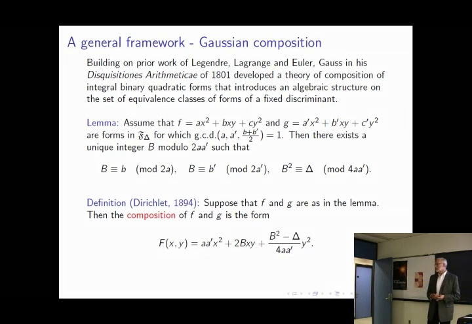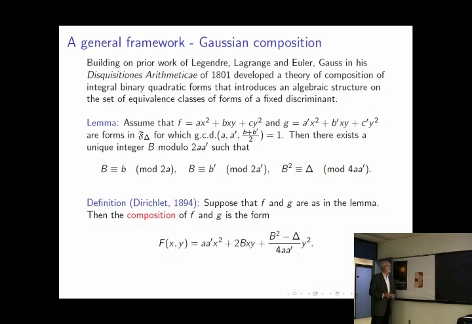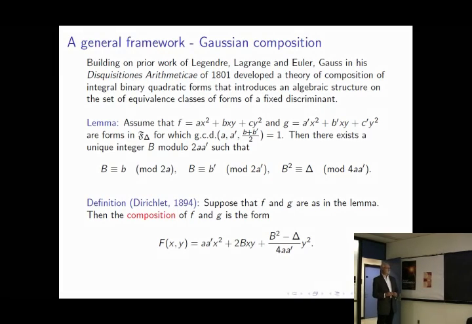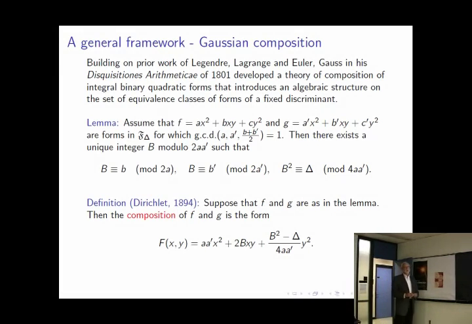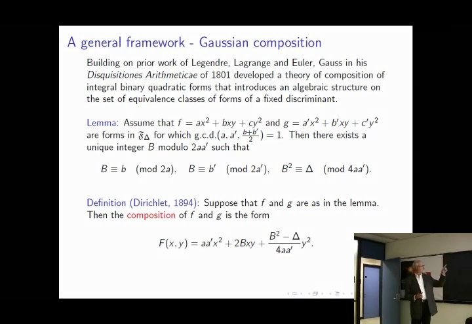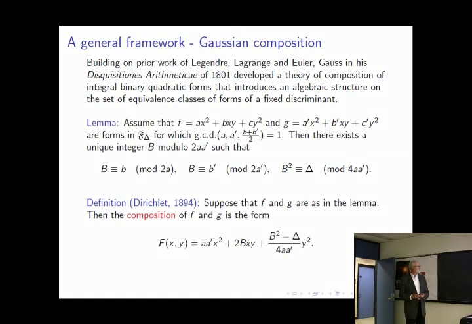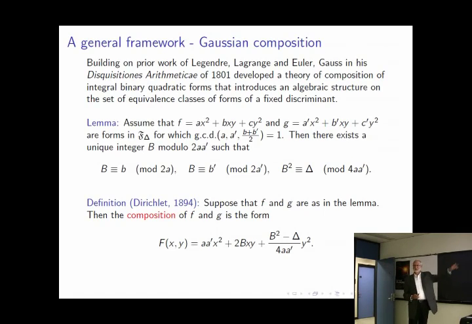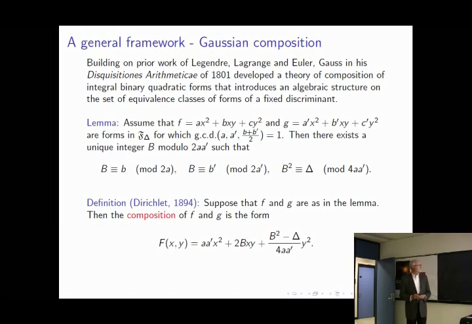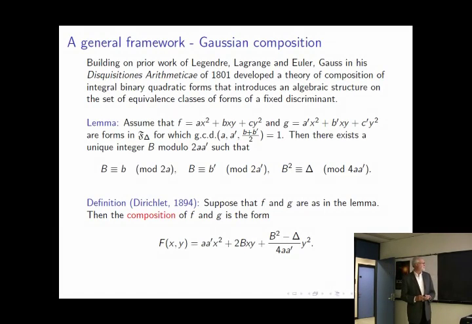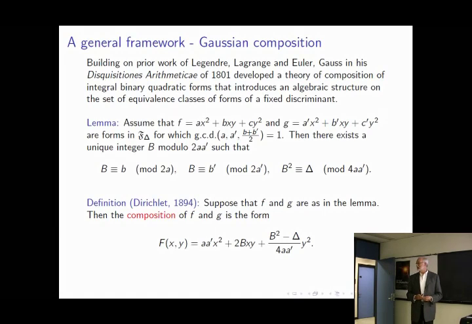It's sometimes called the Dirichlet composition because there are many different versions of composition that you find in the literature. It is as you see it there. The leading coefficient is just the product of the leading coefficients of the united pair that you started with, F and G. And then the middle coefficient is this number capital B that you produced by solving these congruences. And then that last congruence there says that B squared minus delta over 4AA prime is actually an integer. So that third thing that doesn't look necessarily like it's an integer is an integer.